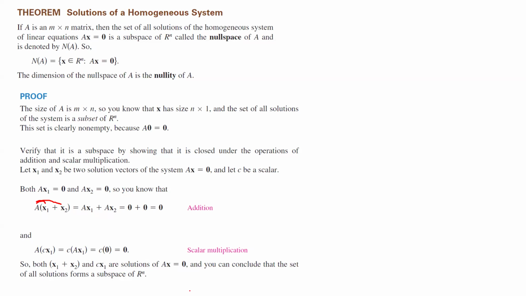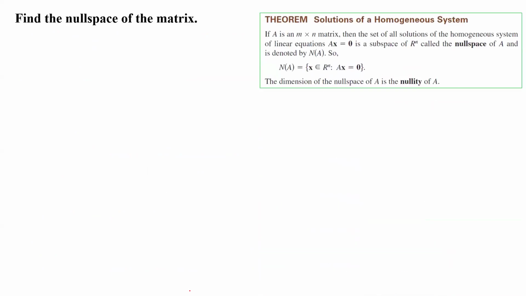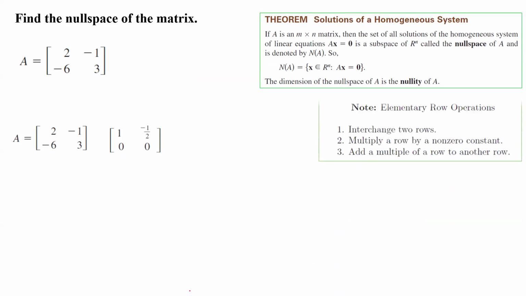So let us see an application here. How do we use this? Find the null space of the following matrix. You have this 2 by 2 matrix. To find the null space, we basically need to form a homogeneous equation, AX equal to 0. But before doing that, we can reduce this matrix into simpler form.